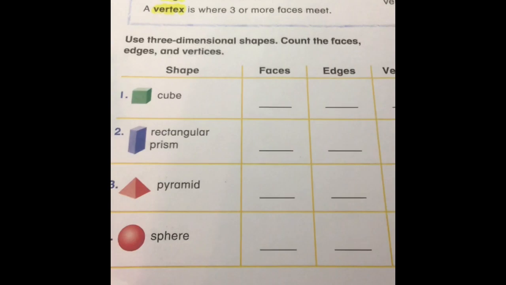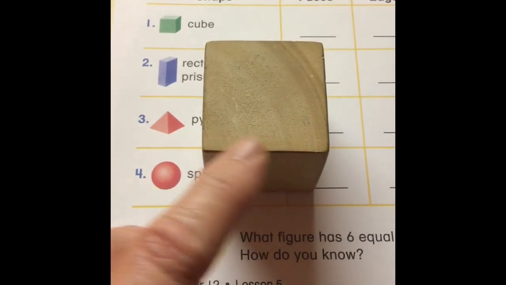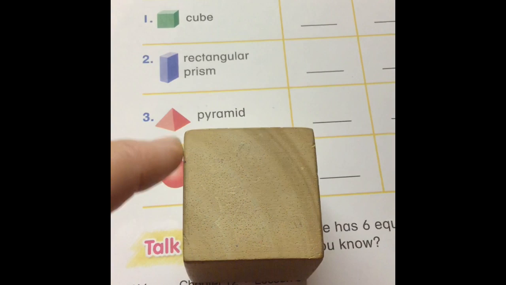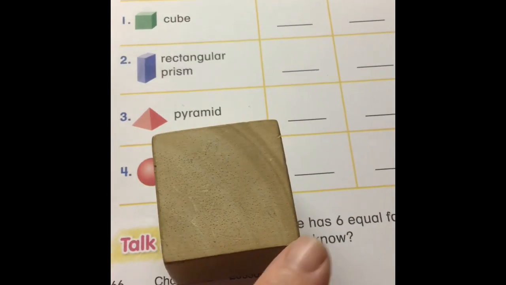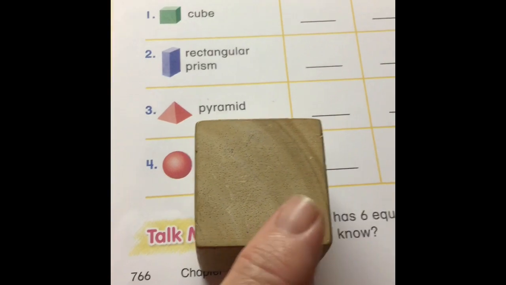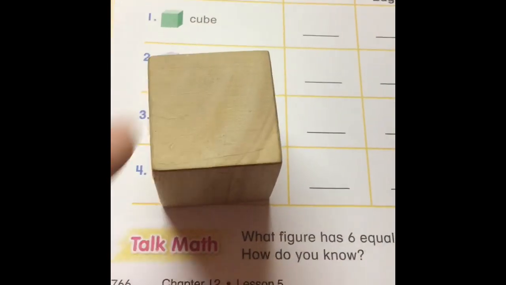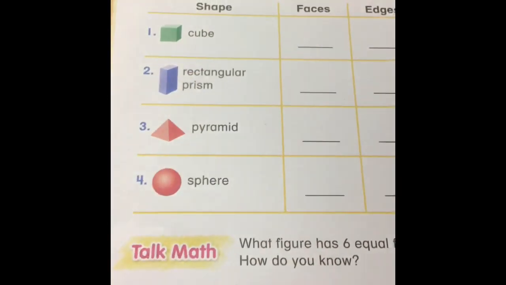And now let's look at the vertices. The vertices are where 3 edges meet. So this edge and this edge form that vertex. So right here you can see 1 vertex, 2, 3, and 4. So there's 4 vertices up on the top part, and then we're going to switch it and look at the bottom. 5, 6, 7, and 8.